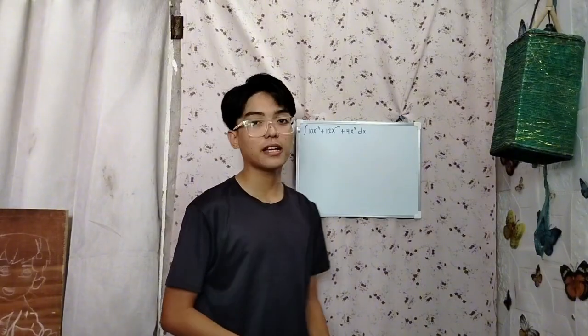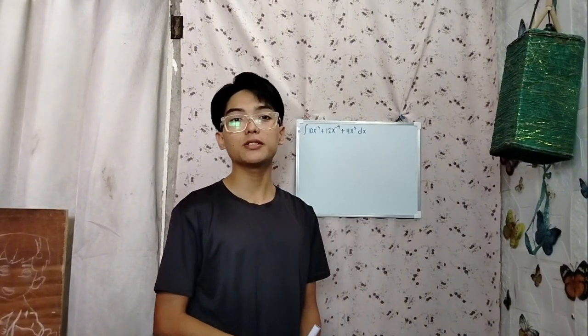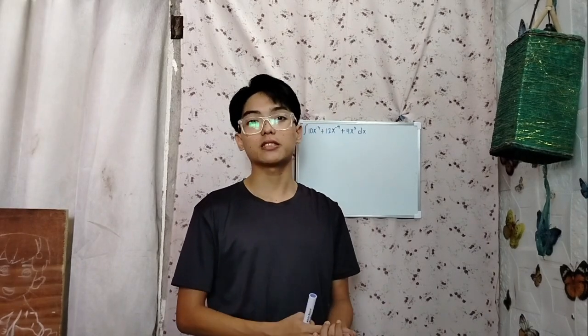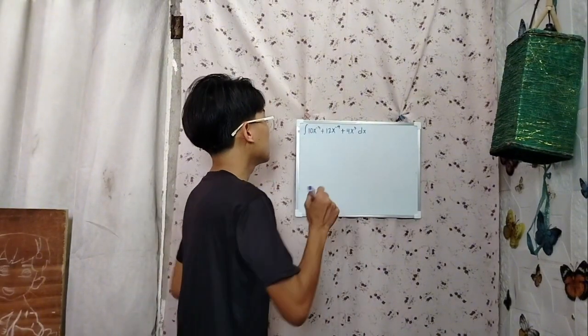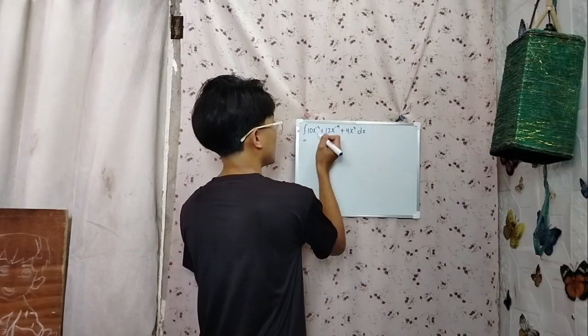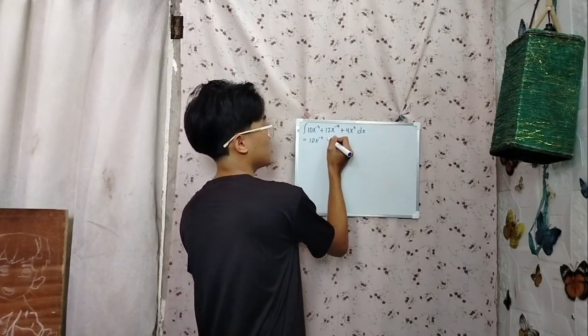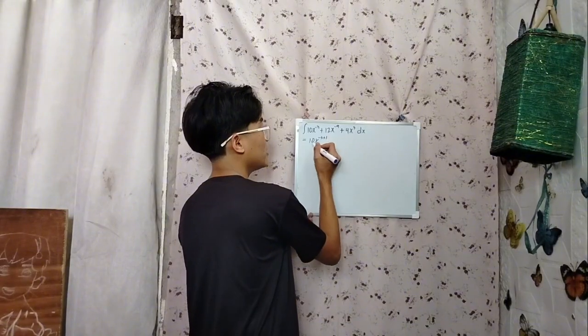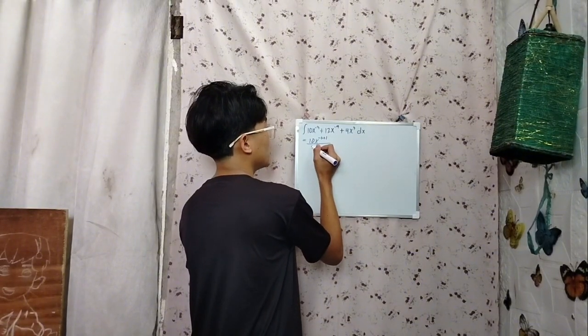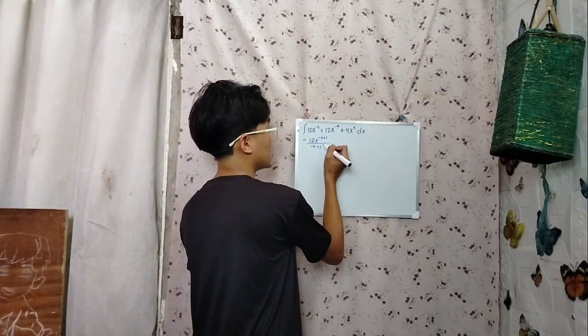So first we apply the power rule of integration. The power rule of integration is used when integrating variables with exponents. The rule says that we add 1 to the exponent, then divide by the new exponent. And it goes like this. So 10x raised to negative 3 plus 1 to the exponent over negative 3 plus 1.